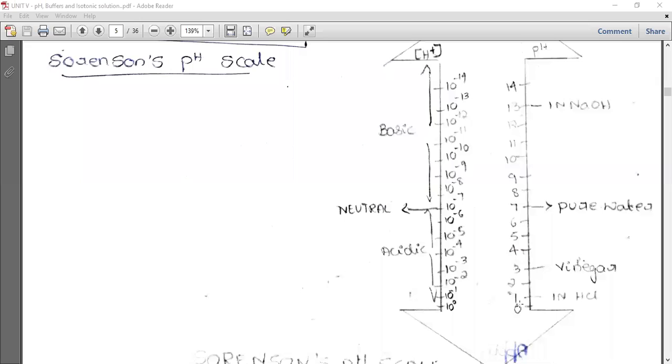So in general, as we know, pH ranging from 0 to 7 are more acidic, and 7 is neutral, which is of pure water, and above 7 it's all basic, which is sodium hydroxide. Clear? So this is Sorensen's pH scale.